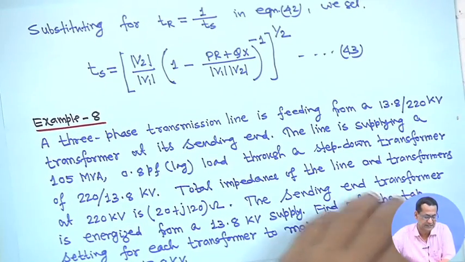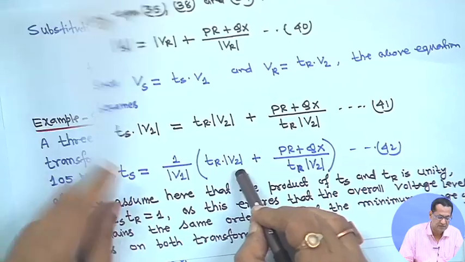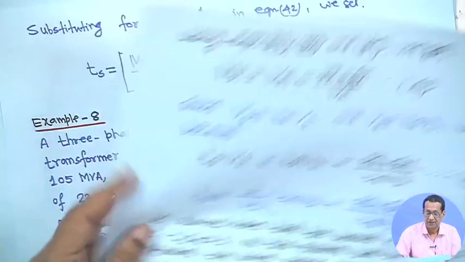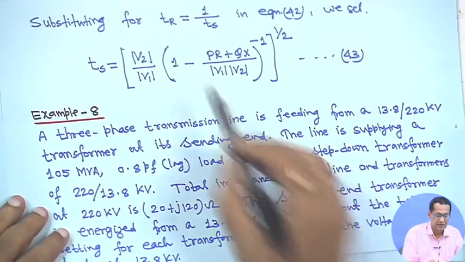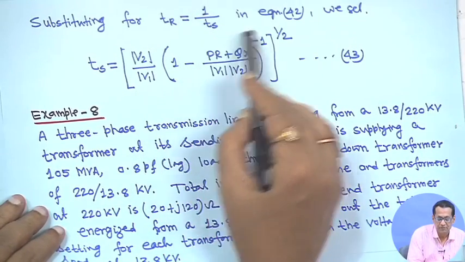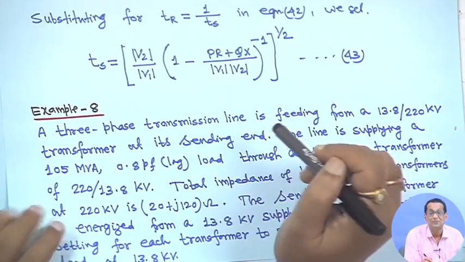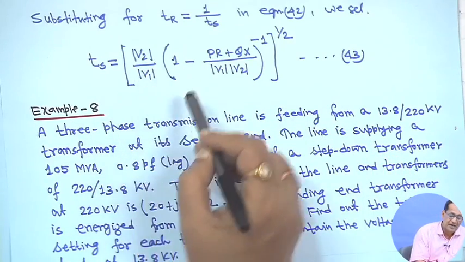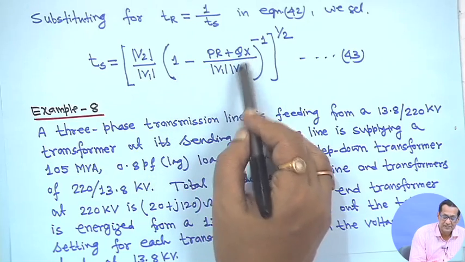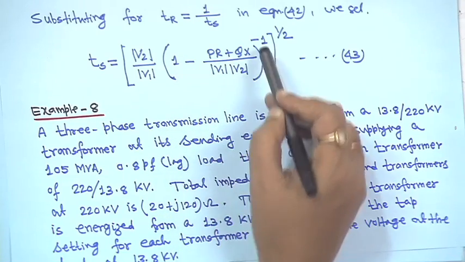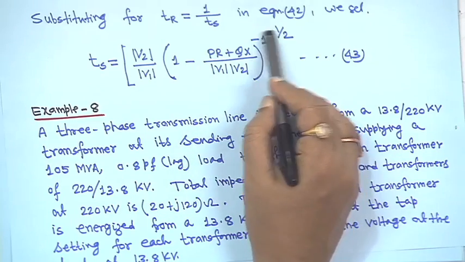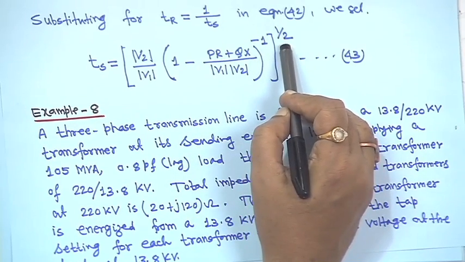That means, if you substitute in this equation Tr equal to 1 upon Ts, that is, we are writing Tr equal to 1 upon Ts in equation 42, and you solve it, you will get Ts is equal to magnitude V2 upon V1 back into [1 minus (Pr plus Qx upon magnitude V1 V2)]^(-1), that means this is 1 upon that actually, to the power minus 1 bracket close, then to the power half.